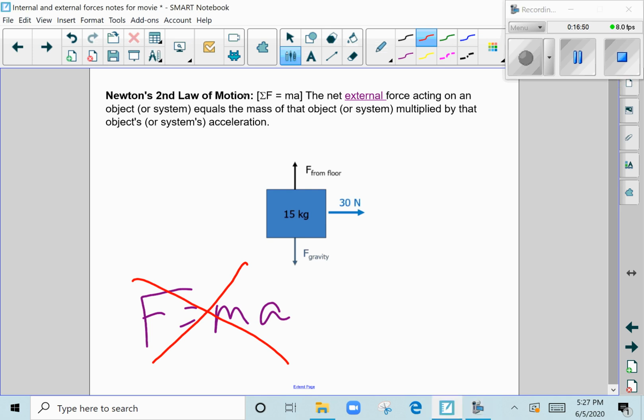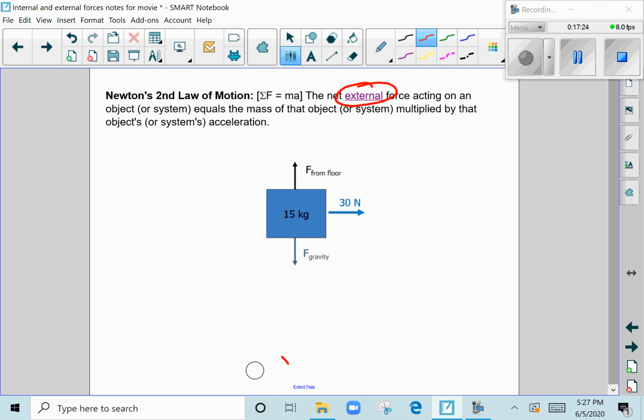And so the correct equation actually is net force, the sum of F, equals ma. This funky little math symbol that looks almost like an E is actually a summation symbol, and it means the sum of. So the sum of all external forces equals mass times acceleration. And that's actually what Newton's second law says: that the net or total external force acting on a system or an object is equal to the mass of that system or object times its acceleration. And that's the acceleration caused by the net force.